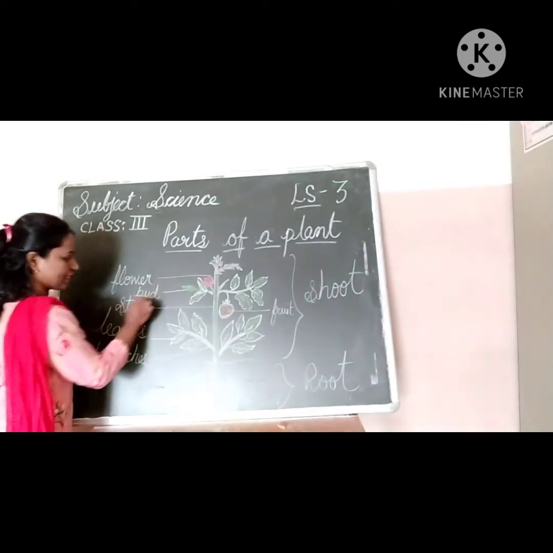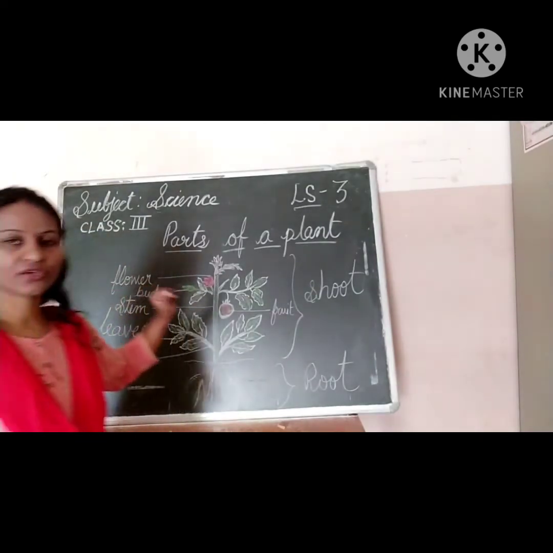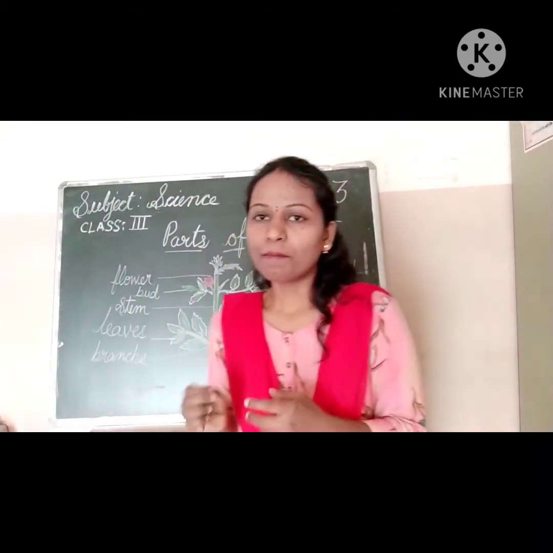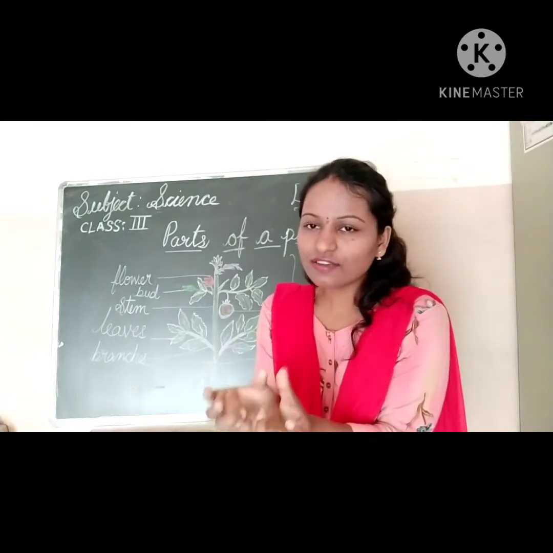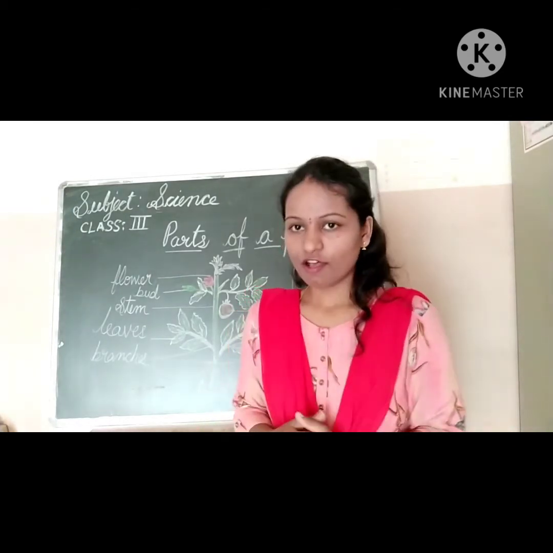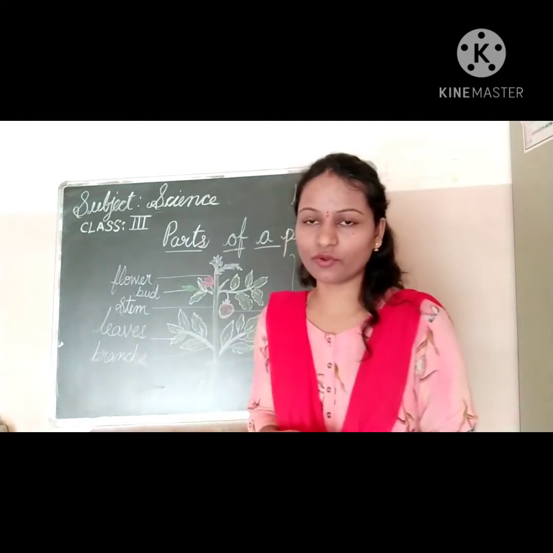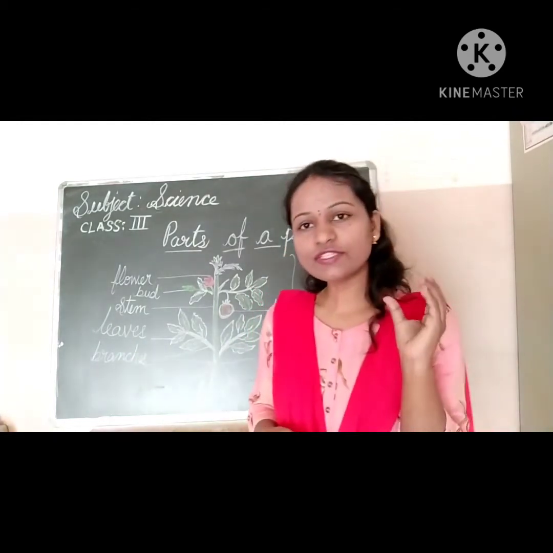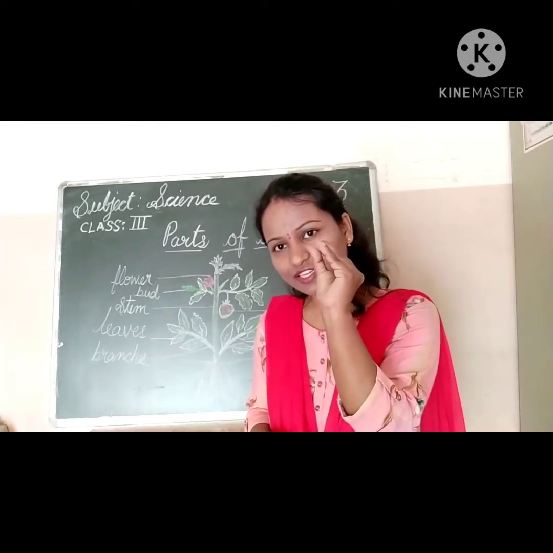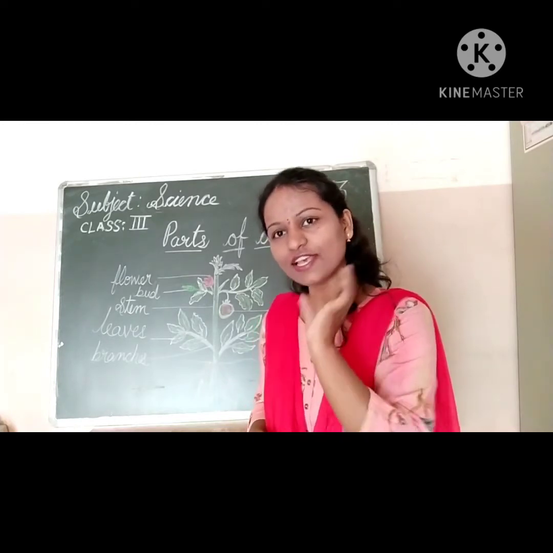B-U-D. Bud. Please repeat after me. B-U-D. Bud. Bud is a young one which is going to blossom into a flower. That is called a bud. If you see the flower first, it looks like a small bud, and then when it blossoms, you see it as a flower.